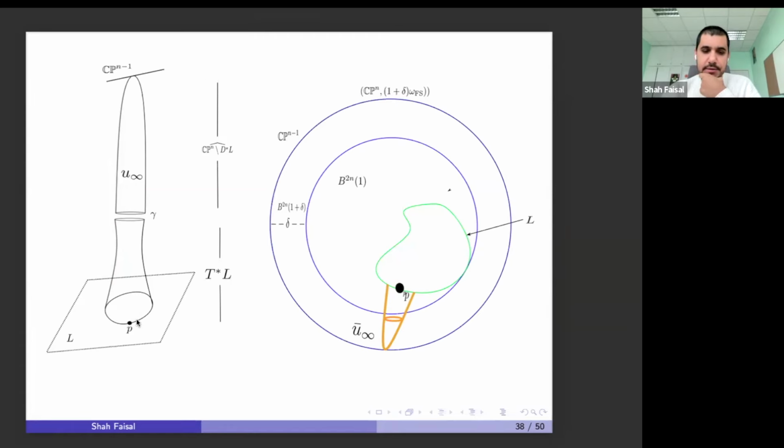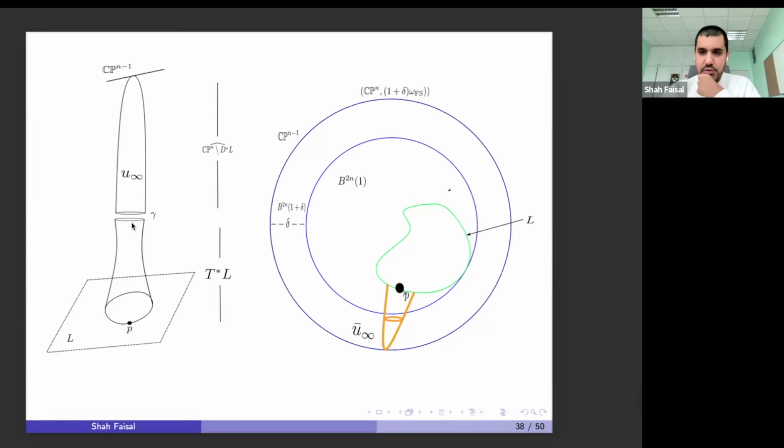I consider half cylinders where the boundary is mapped to the zero section in the cotangent bundle, but passes through some point P that I choose. And the other end is asymptotic to the orbit of this plane. This sign count has been computed to be non-vanishing. This is how I think the Viterbo isomorphism is constructed.